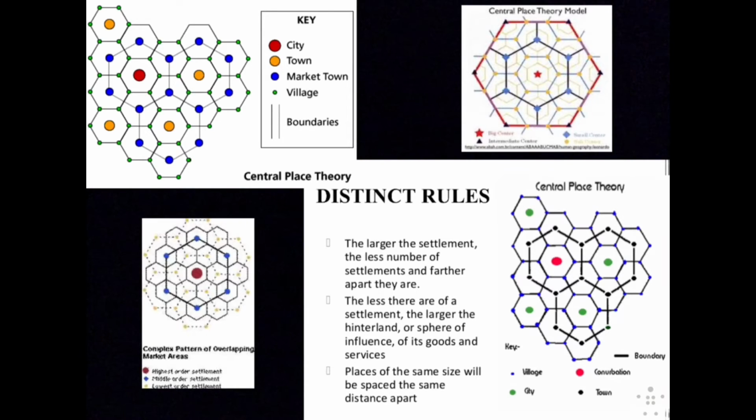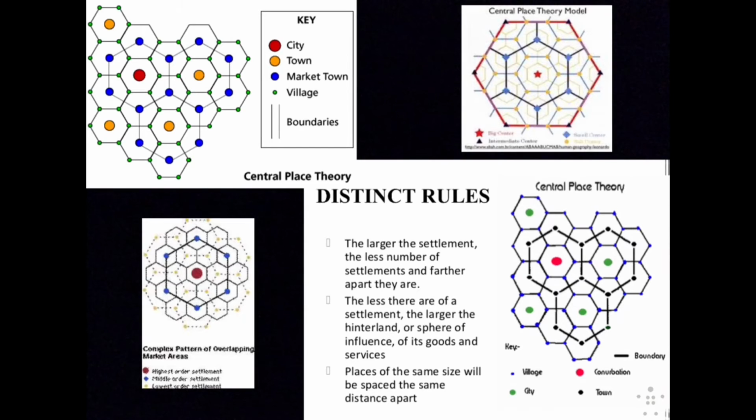Number 5, differing thresholds, or the minimum number of consumers necessary to support different products. Each one of these clusters had the minimum number of consumers necessary. Then the next: lower thresholds for inexpensive items and higher thresholds for expensive items. That goes with the differing thresholds. There's not as many needs for the inexpensive items as there is the higher threshold of the higher expensive items.